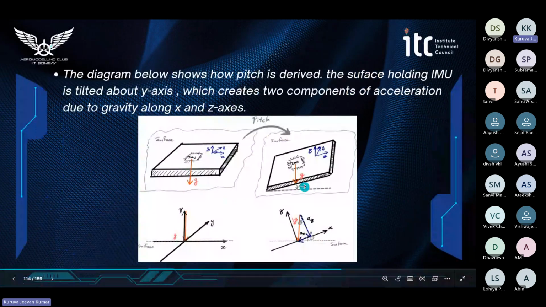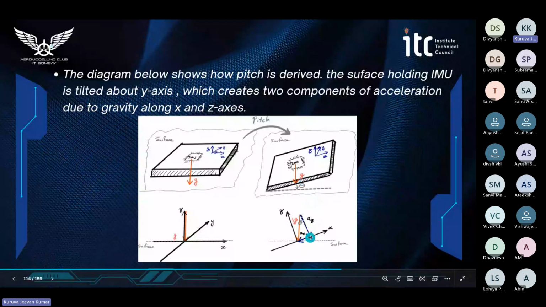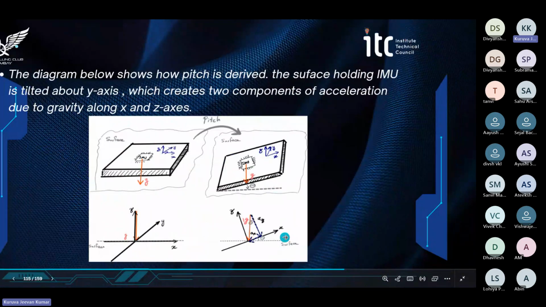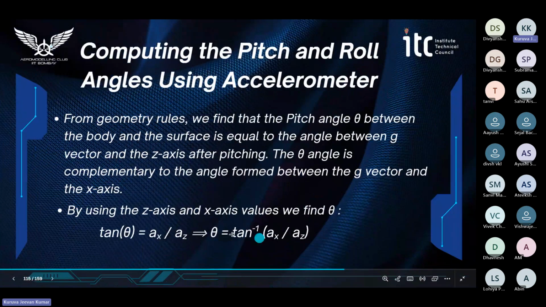The diagram below shows how pitch is derived. The surface containing the IMU sensor is rotated about the y-axis. That creates an angle theta, which creates two components of acceleration due to gravity along the x and z directions. Here you can see the components, and from this diagram we can write tan theta equals ax by az. From that we get theta equals tan inverse of ax by az.